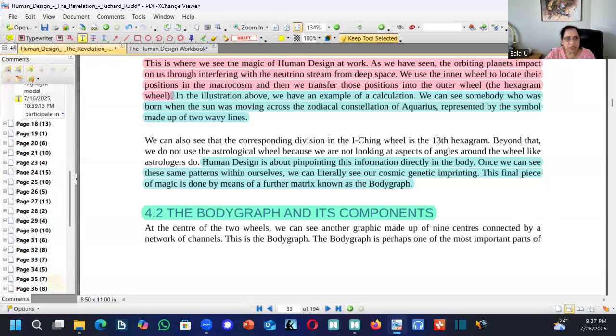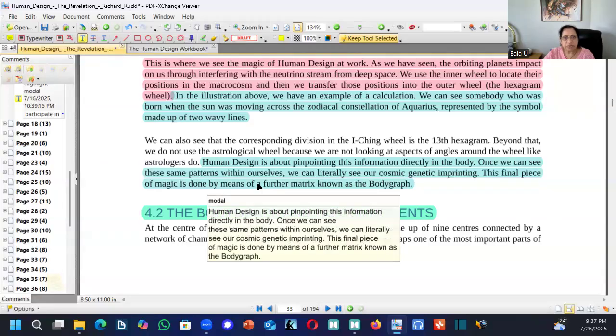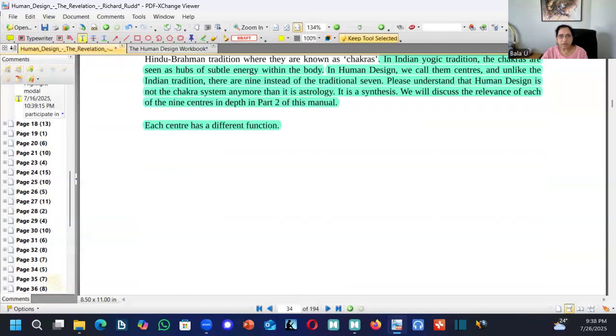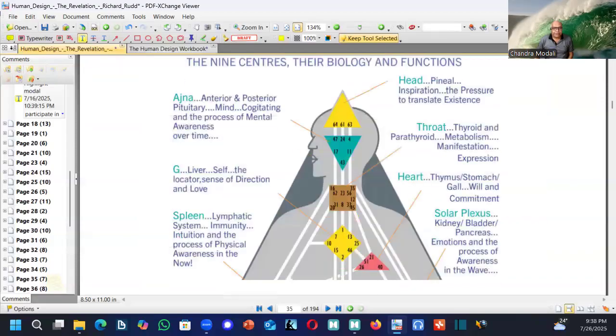This final piece of magic is done by means of a further matrix known as the body graph. So how is the body graph formed? This becomes the important thing. You are taking all these patterns and putting them together, which is becoming the body. Okay, correct. So what is this body graph? The body graph will actually look like this.